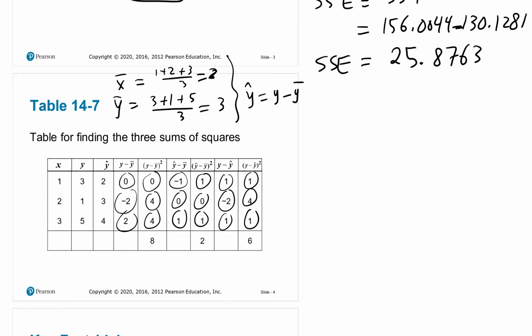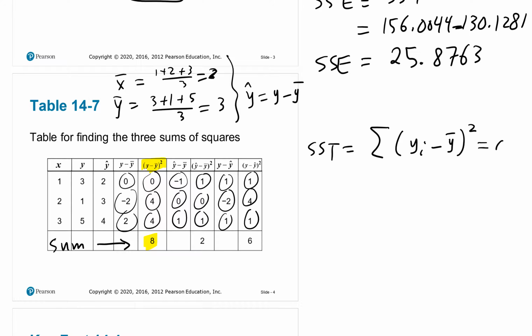Why did we do that? Because the first thing we want to find is the SST. SST is defined as the sum of yi minus y bar squared. What is that going to be? It's y minus y bar squared. It's this. This is the value, the value of the sum. This is the sum.